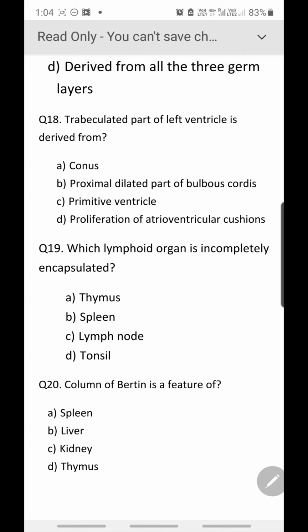Lastly, column of Bertin is a feature of, it's a very common question, a feature of kidney. Okay, so it's done.